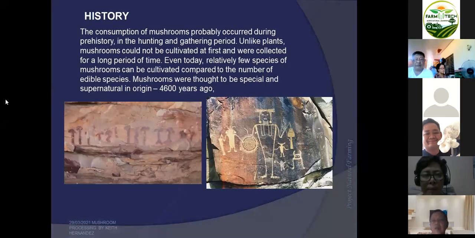So let's talk about the history. The consumption of mushroom probably occurred during the prehistoric times. In the hunting and gathering period, unlike plants, mushroom could not be cultivated at first, and they were collected for a long period of time. Now, even today, no, relatively few species of mushrooms can be cultivated. Hindi lahat ng klase ng mushroom kaya natin paramihin.